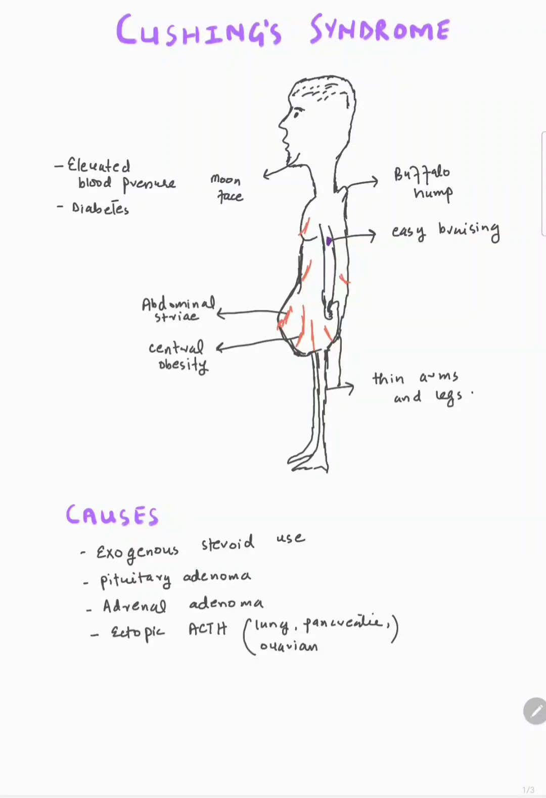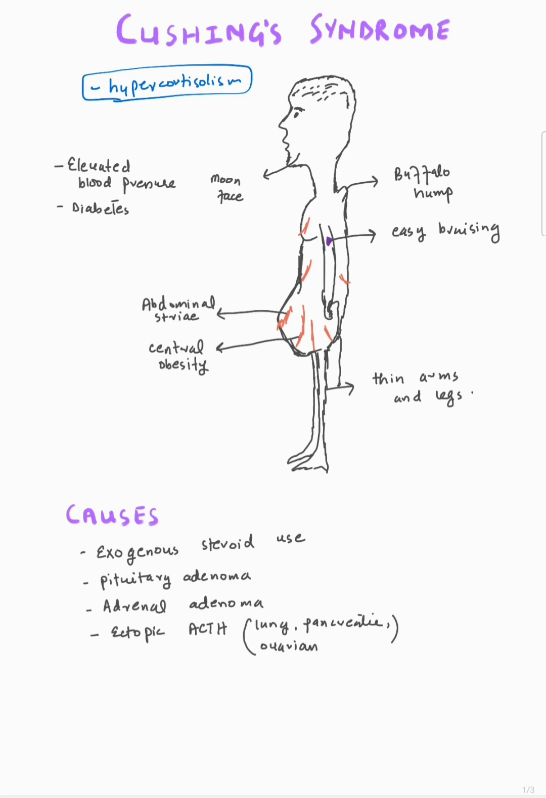So today we will be talking about Cushing's syndrome. So what is Cushing's syndrome first of all? Cushing's syndrome is, in simple words, hypercortisolism. So there is an increased level of cortisol in the body, and that's basically Cushing's syndrome.